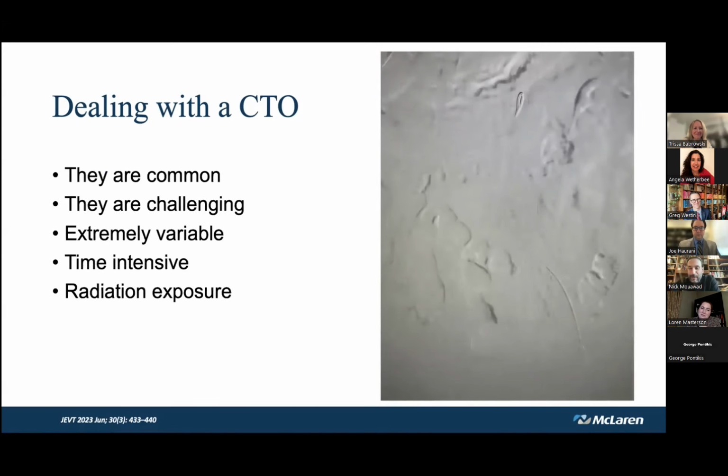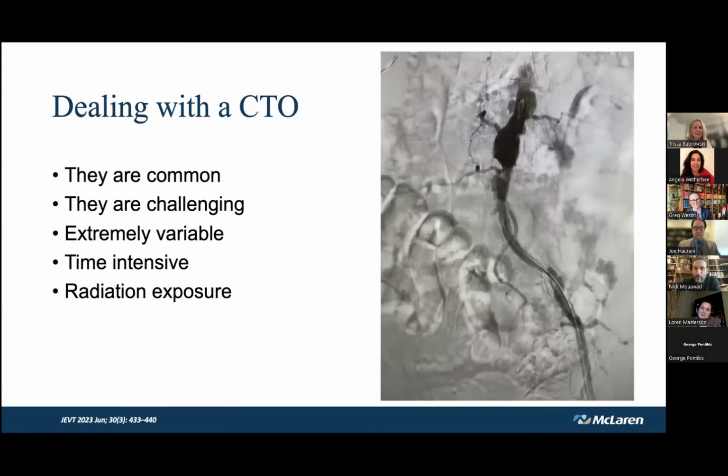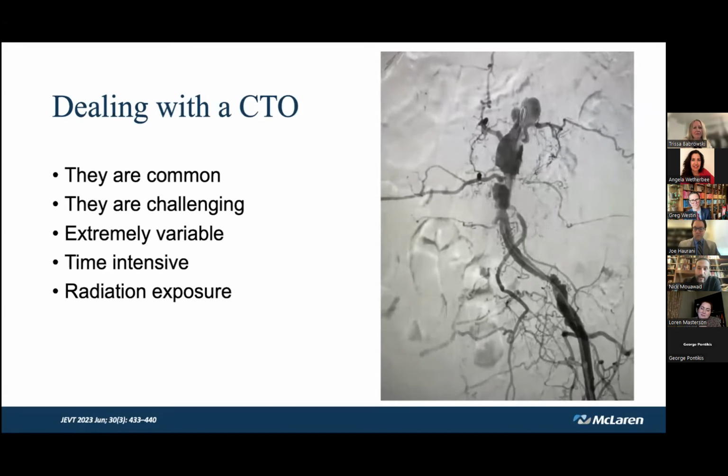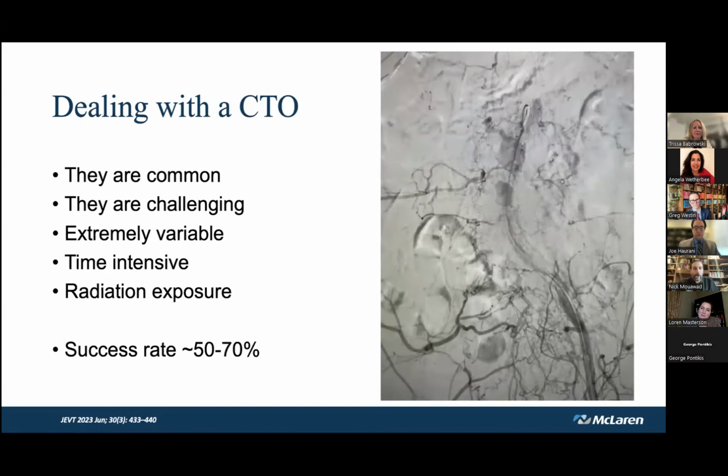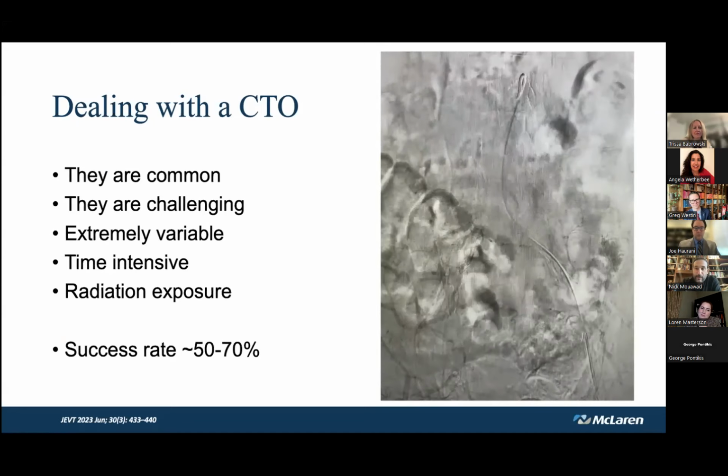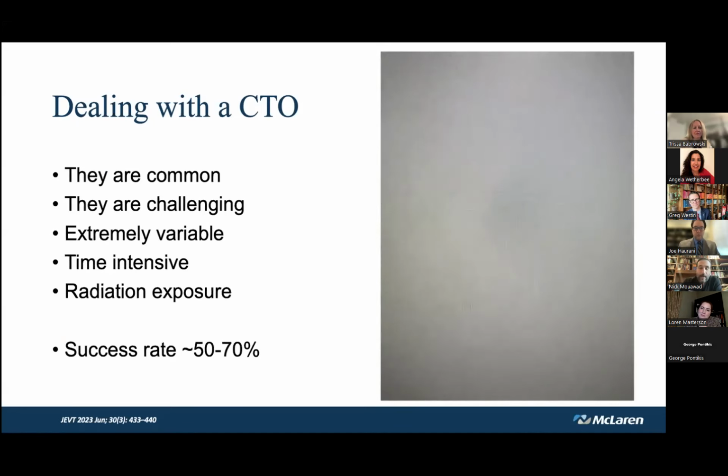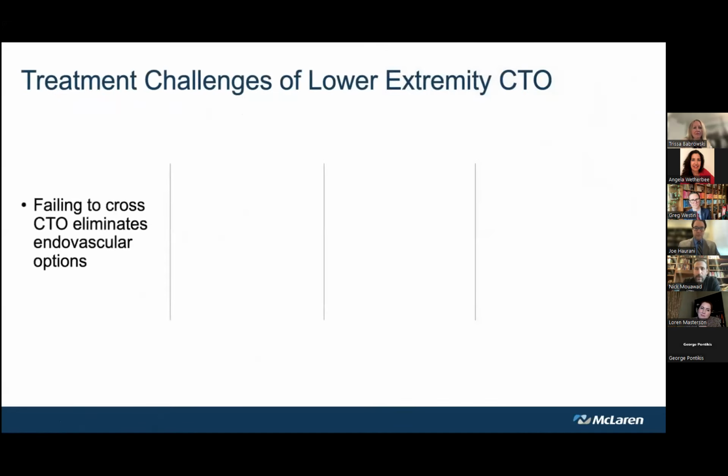Of course, there's a significant amount of radiation exposure to the patient, ourselves, and contrast exposure. And we know that the success rate's not 100%. You can spend a lot of time and not be successful. Furthermore, dealing with CTOs in particular, the lower extremity or aortoiliac segment, if you can't cross, you can't treat the patient. So that automatically eliminates your opportunity for reconstruction. Crossing them as well can cause complications such as perforation, dissection, and so forth.